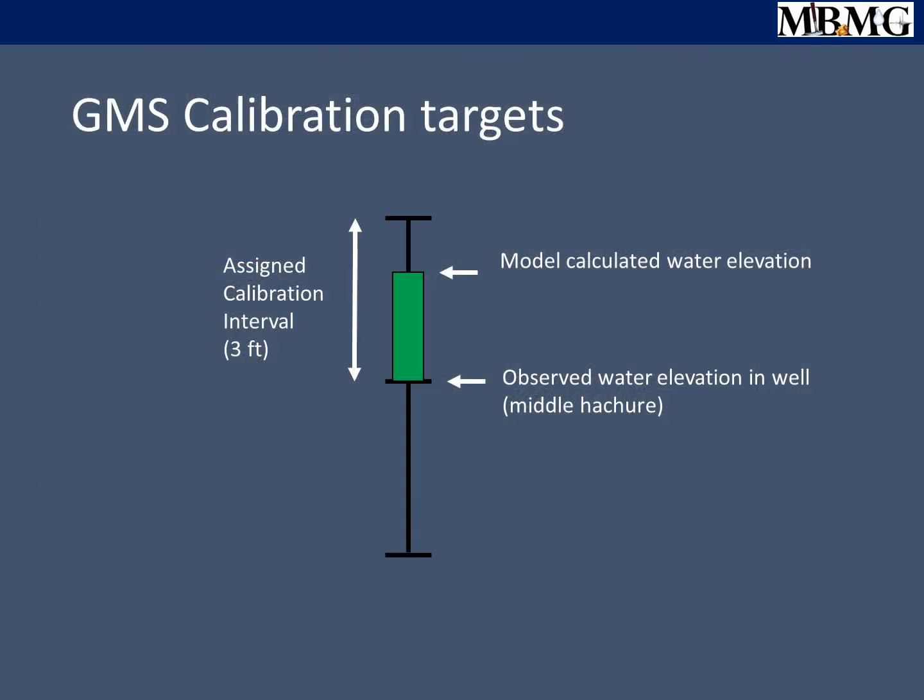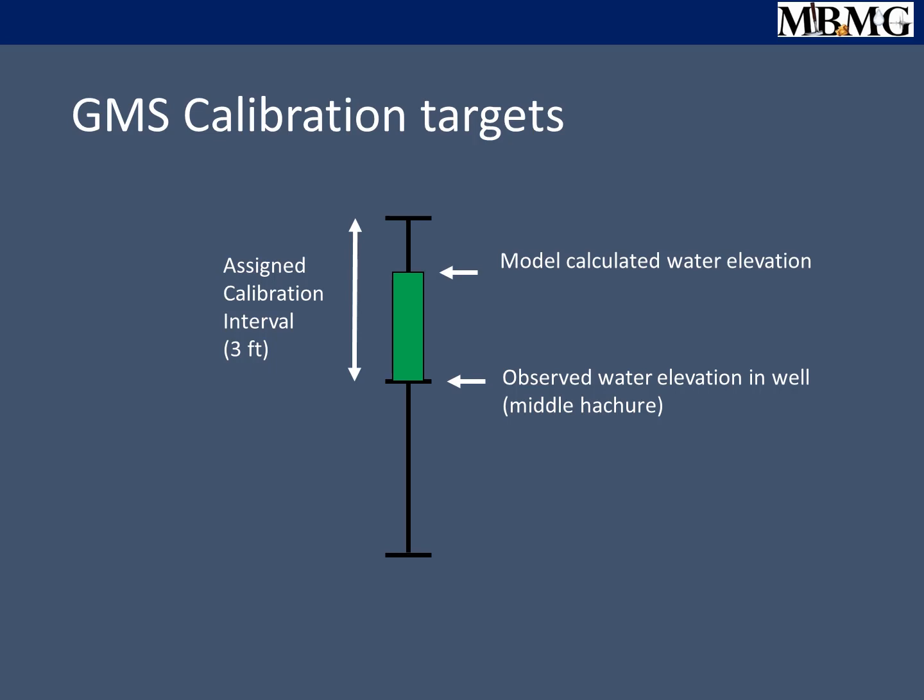So in the groundwater model, this is just Groundwater Modeling Systems, a software that runs MODFLOW in the background, the computer program. And GMS uses these things called calibration targets. In every case, when you see these on a map or a graph, the observed data, what we actually measured out in the field, like a water level in a well or a stream stage, is shown in the middle of a little hatcher.